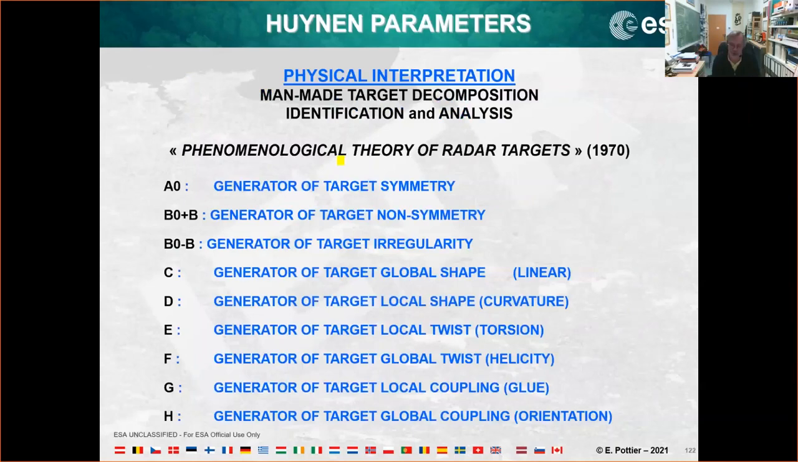I'm not going to present this to you, but just for your information, the target generators, what we call the Huynen generators, come from this theory. His thesis was about a phenomenological theory of radar targets. As I explained at the beginning, he was not able to derive the electromagnetic equations, but he was able to make experiments, to make measurements, and to give a phenomenological interpretation of the scattering mechanism.